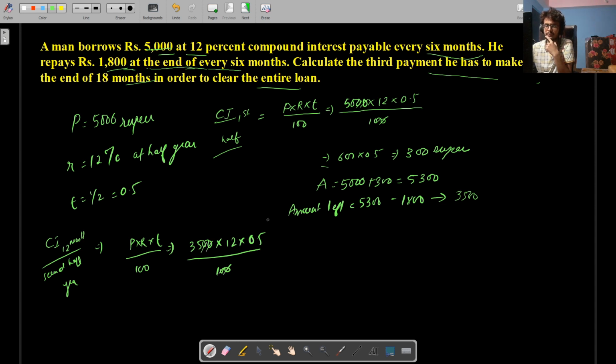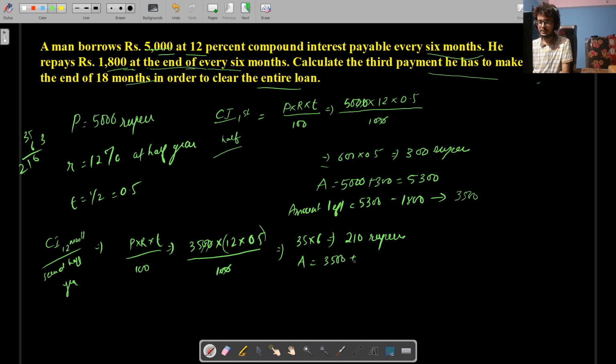So you cancel this again. So 35 into 12, or you just multiply these two. 12 into half is 6. So 35 into 6 is your answer. 35 into 6, 5 6s are 30, 3 6s are 18, 18 plus 3 is 21, so 210 rupees. 210 rupees is his interest after the second half year. So the amount that is left for him is 3,500 plus 210, which is equal to 3,710 rupees.